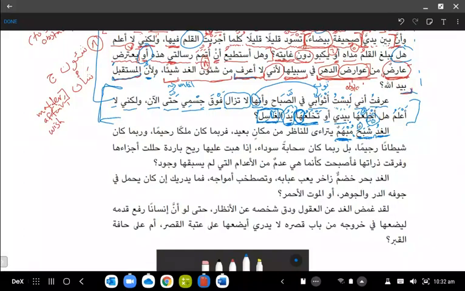So the word mubham I've included in the vocab list. It's a very common word as well. Mubham means vague. It could mean mysterious. In Arabic they say هذا الشخص مبهم, this person is a bit vague. It's not very clear. So that's how it's used.